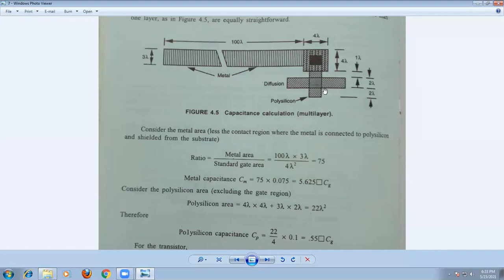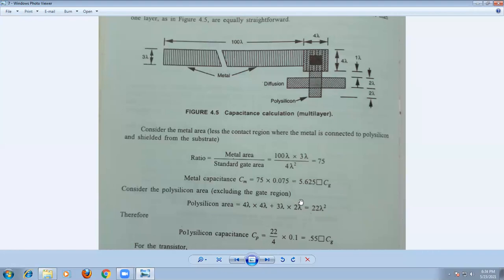This area into 2 lambda: 1 lambda plus 2 lambda, that is 3 lambda, into the width of 2 lambda, plus 4 lambda into 4 lambda, that is the polysilicon of the contact cut. The total polysilicon now exists here. That is 4 lambda, 4 lambda, this is the contact, plus 3 lambda into 2 lambda. 3 lambda means 1 lambda plus 2 lambda, into 2 lambda. So you will get 22 lambda square poly area.